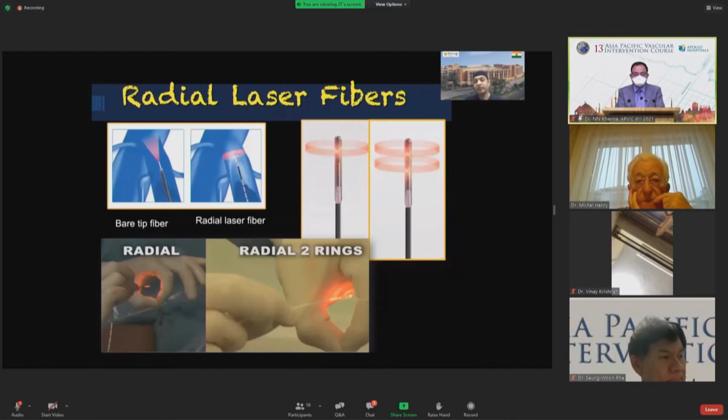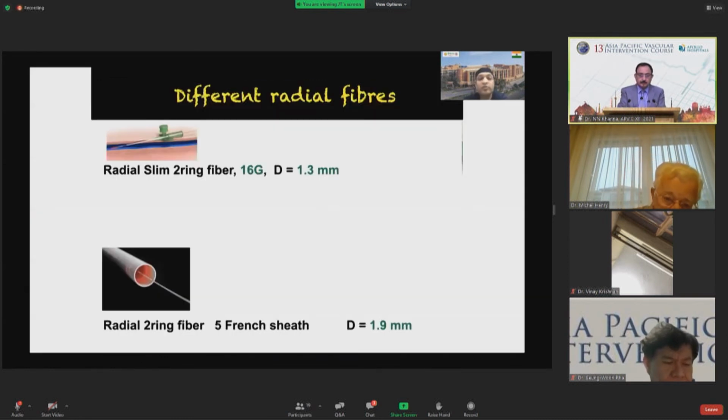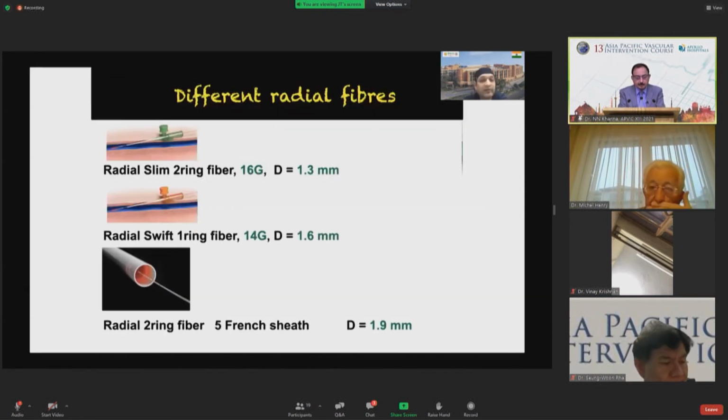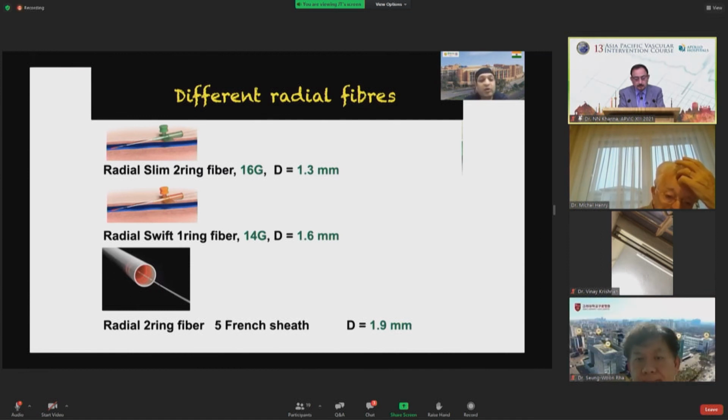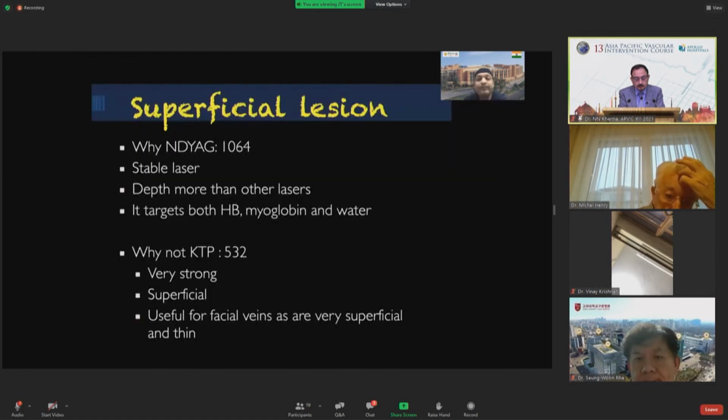So there are various fibers available, but there is not a single trial that has shown an advantage of one over the other. So there is no problem in using any of these laser fibers. Now there are slim fibers by Biolitec, which go through a 16 gauge radial slim, so you don't have to put in any sheath at all, which is very good.